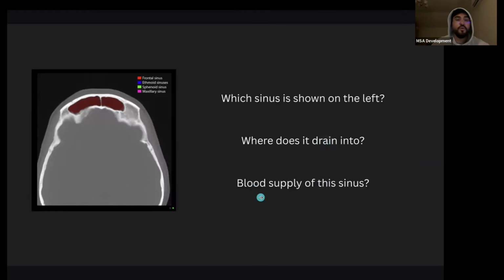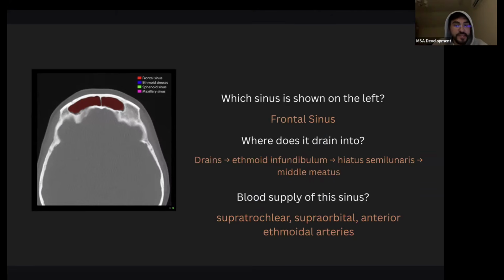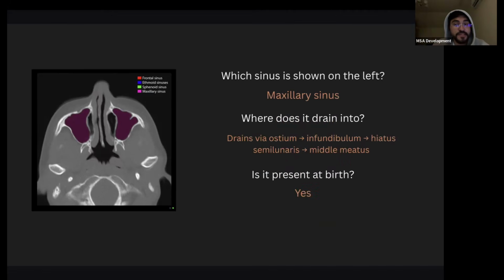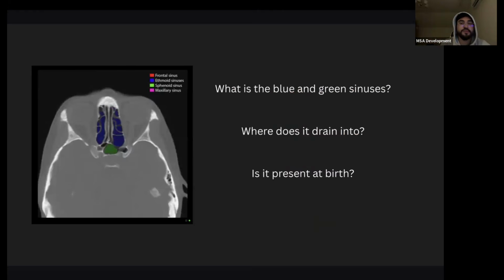Okay. So what sinus is this? And where does it drain into? And what's the blood supply? So this is the frontal sinus, drains into the middle meatus, remember? To the middle meatus, and it's supplied by the supratrochlear, supraorbital, and anterior ethmoidal arteries. Okay. Now, what's this sinus? Where does it drain into? And is it present at birth? It's the maxillary sinus, again, middle meatus, and yes, it's present at birth.